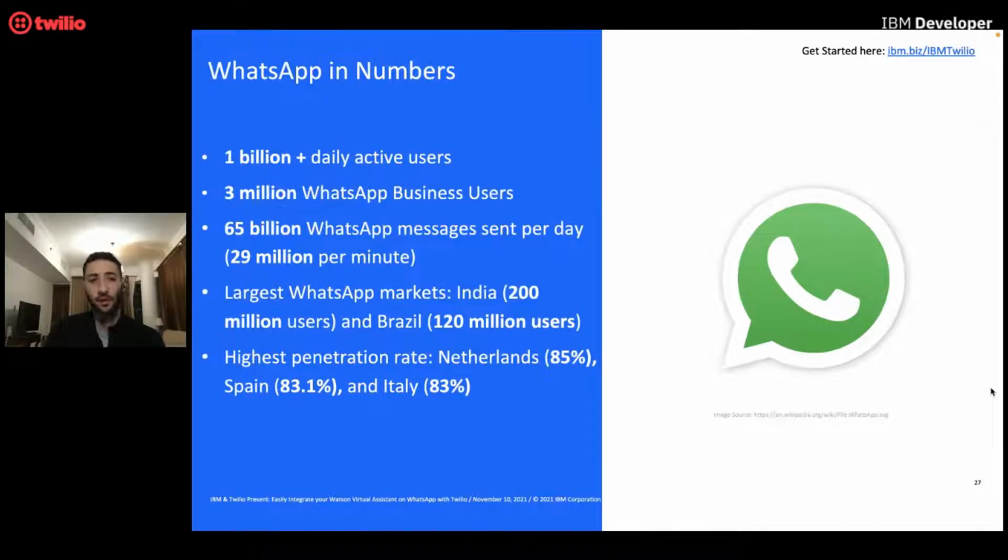And if you want to talk WhatsApp in numbers, there are more than 1 billion daily active users and 3 million WhatsApp business users. And every day around 65 billion WhatsApp messages are sent, which is 29 million per minute. So that's why it's that common, and it's pretty good to show you how you can integrate this with Watson Assistant. And again, some other data shows how it performs in specific markets, like India and Brazil, which are maybe the largest WhatsApp markets, in addition to the highest penetration rates, which are in Netherlands, Spain, and Italy.